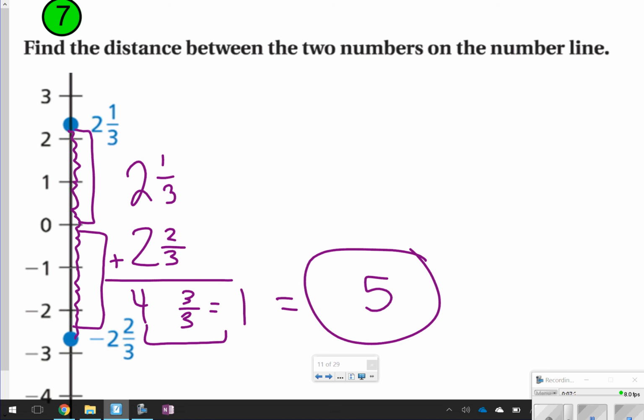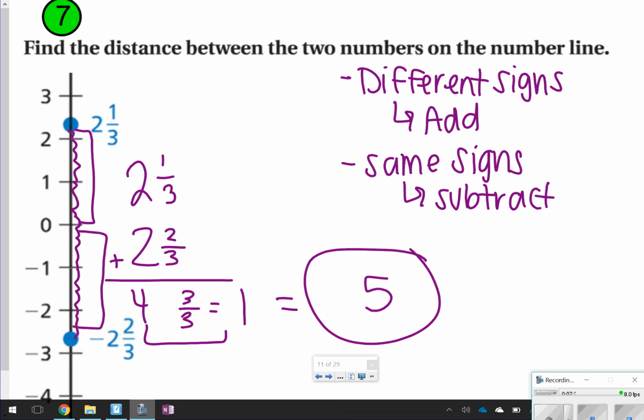Okay? Here's a little hint for you. When you're trying to find the distance between two numbers on the number line, if they have different signs, you will add them. If you have same signs, you'll subtract them. So that might just be a good hint. It's basically like doing the opposite of our song too. So just make sure that you know what that means and how to answer those questions.